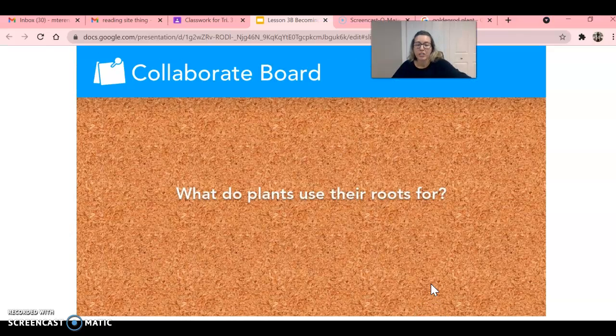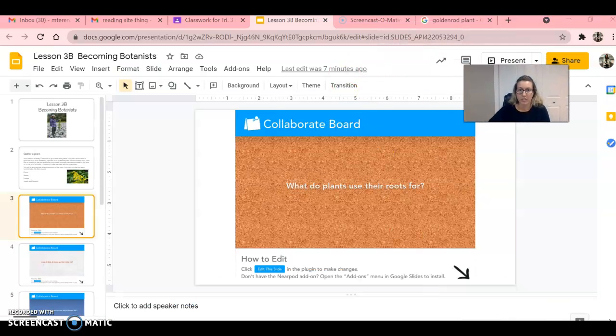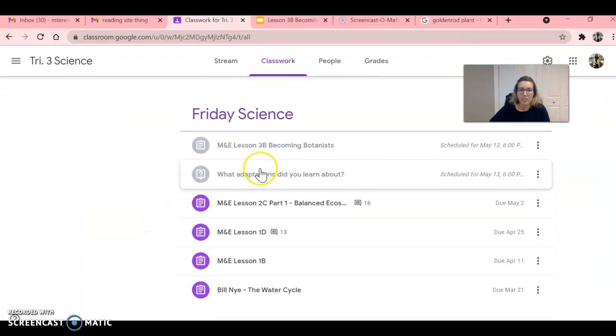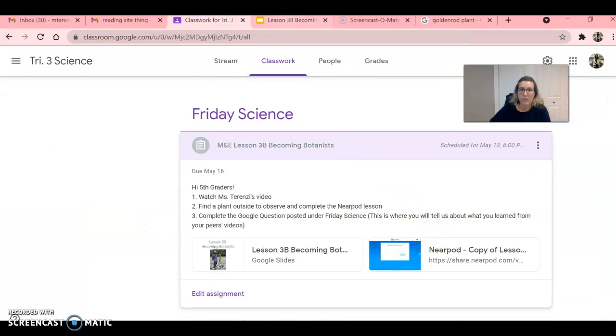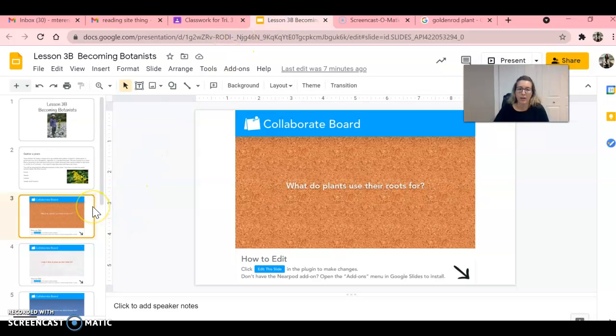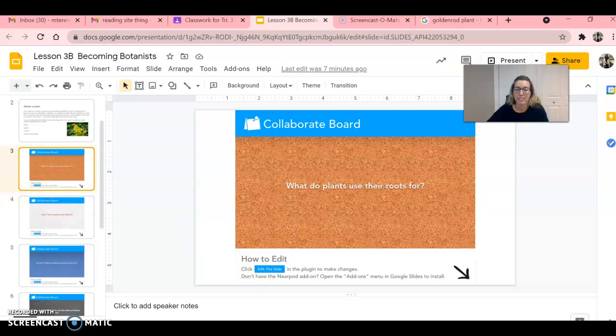Next, you're going to go to your Nearpod. This is what you're going to use to tell us about your plant. The Nearpod lesson is obviously linked to today's assignment. So you'll click on that and it will take you to the slides that you'll be completing. I have copied and pasted those into here just so you can see what they look like for discussion purposes.